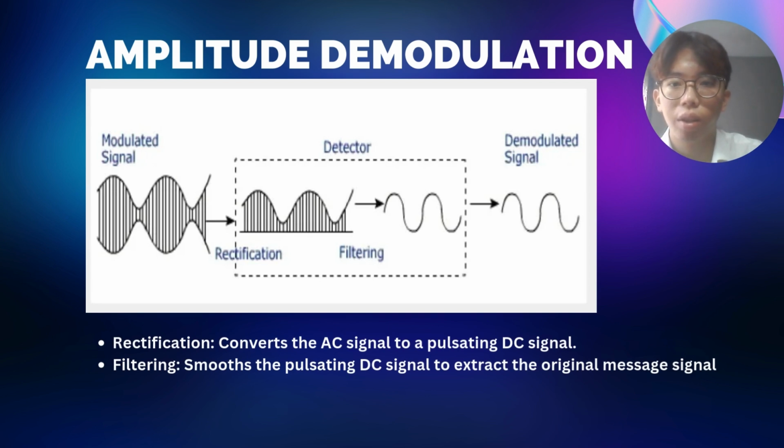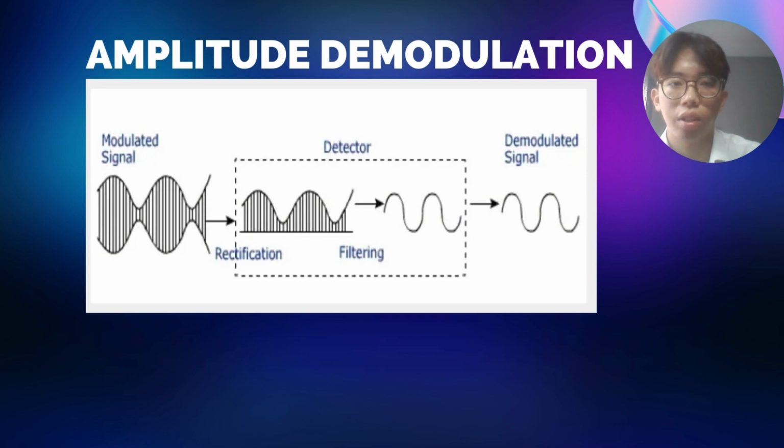So the modulated signal will be an input into the demodulator, which contains rectification and filtering, and it will produce the demodulated signal. In the demodulator, rectification converts the AC signal into a pulsating DC signal, and filtering smooths the pulsating DC signal to extract the original message signal.